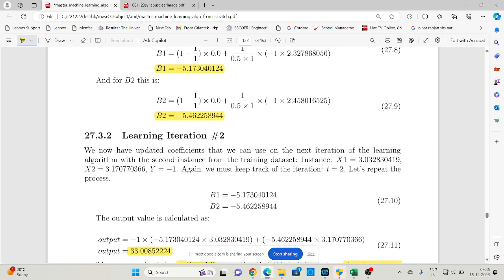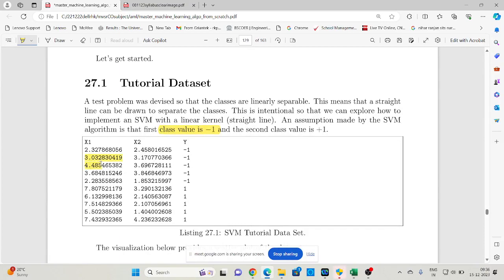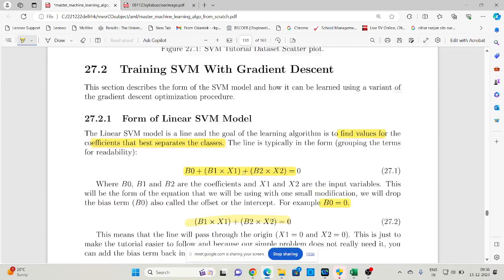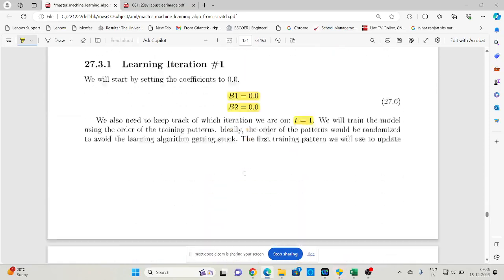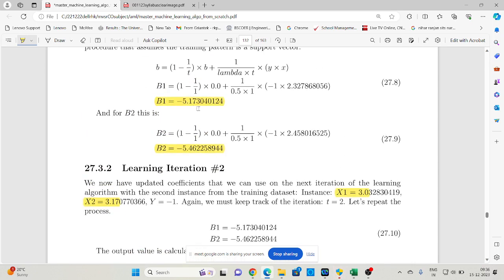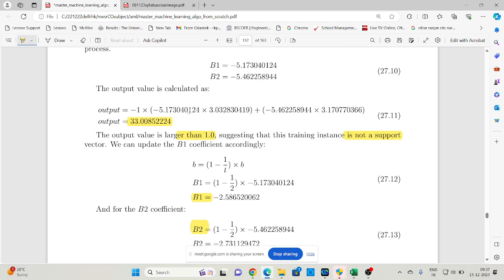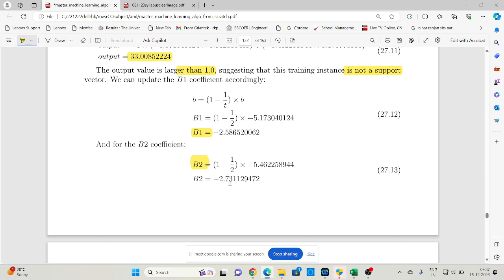Let us move to the second iteration. In the second iteration, the X1 value and X2 value are 3.03 and 3.17. B1 and B2 we have already calculated, which are minus 5.17 and minus 5.46. Now we calculate the output using this formula, and we get 33 point something, which again is larger than 1.0. If it is larger, we use this formula and calculate B1 as this, and after that we calculate B2 as this.